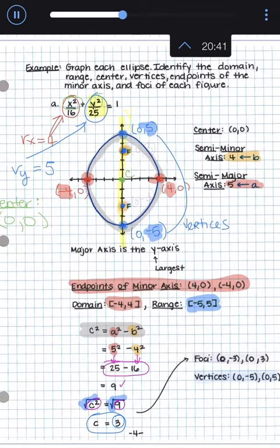So that tells me my foci here are, let's see, what did we come up with? Our foci are here at, we went up 3 and down 3. So they're at 0, -3 down at the bottom, and at 0, +3 at the top. So those are our foci, 0, -3 and 0, 3. We already talked about our vertices. Our vertices were at 0, -5, and 0, +5. Those are just your endpoints of your major axis.